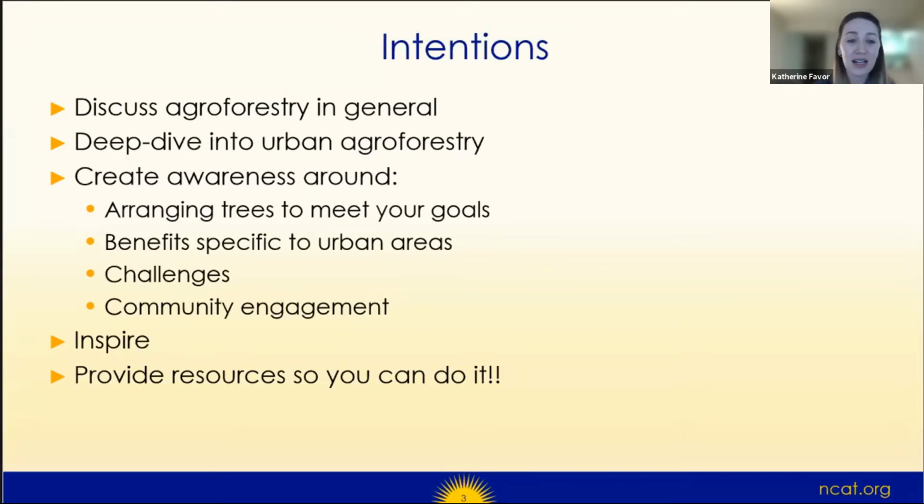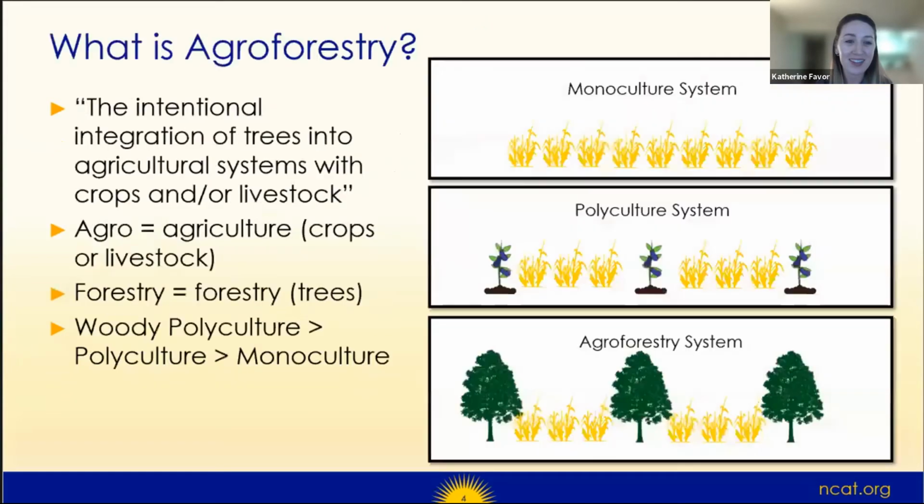And I want to talk about how we can arrange trees to meet your goals for each individual farm, urban agroforestry's benefits that are specific to urban areas, some of the challenges of urban agroforestries and how to address them, and also how you can engage your communities and strengthen your regional food system. And through all this, I hope that this presentation also inspires you to think about the many ways that you can incorporate trees onto your farms, and hope we can provide some resources to you so you can do it.